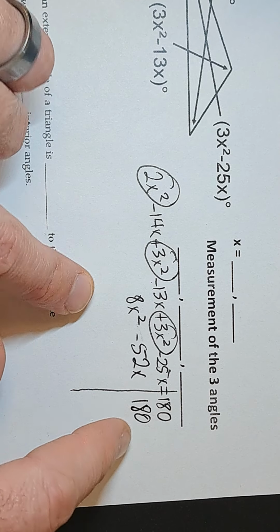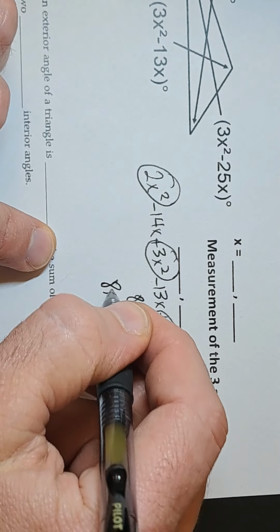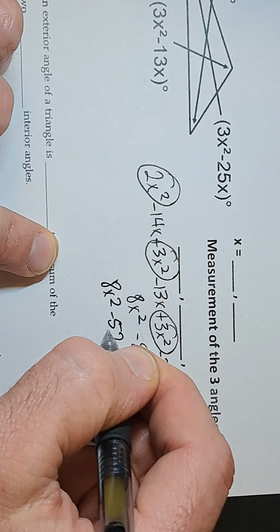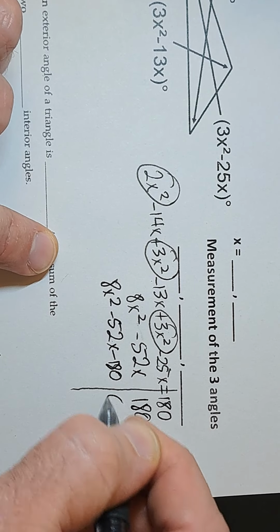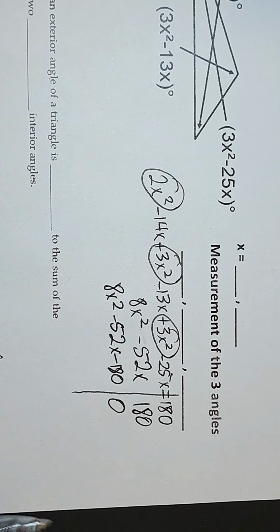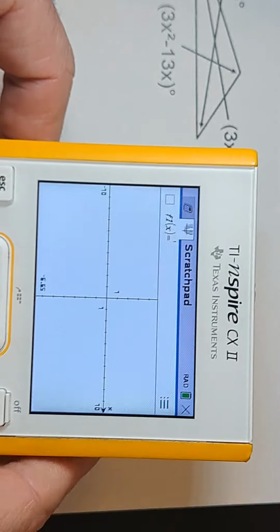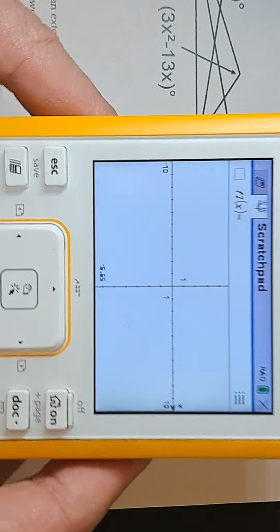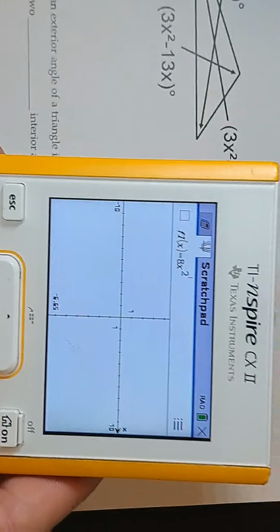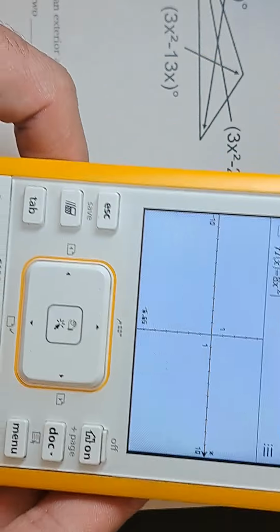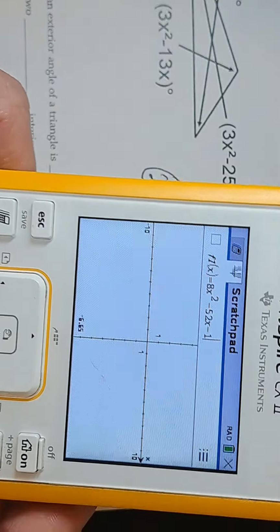So this is a quadratic, so what I've got to do is move the 180 over. So I'm going to have 8x squared minus 52x minus 180 equals 0. Now I'm going to graph that. So 8x squared minus 52x minus 180.